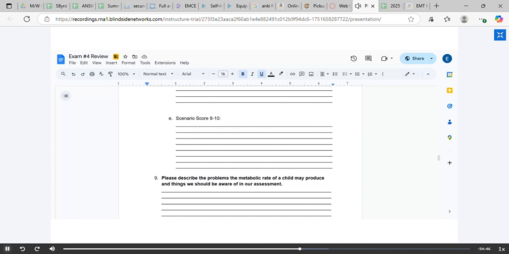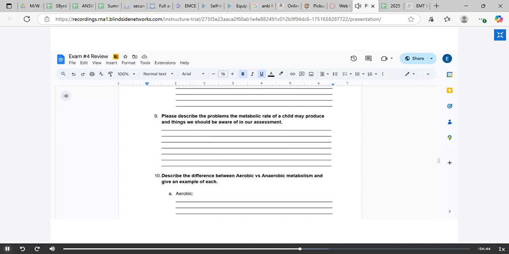So number 9, metabolic rate, the problems that can occur because of the metabolic rates of your kids. Infants and children have a much faster metabolic rate than an adult, okay? They actually use oxygen and glucose 2 to 3 times faster than an adult. And so that puts them at a much higher risk for hypoglycemia, okay?